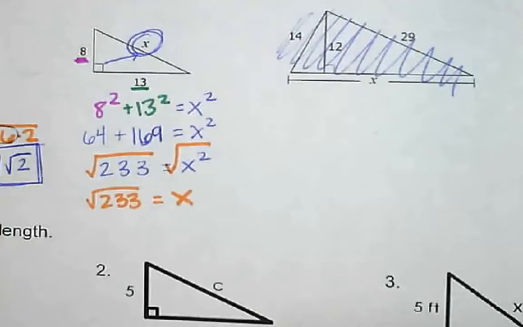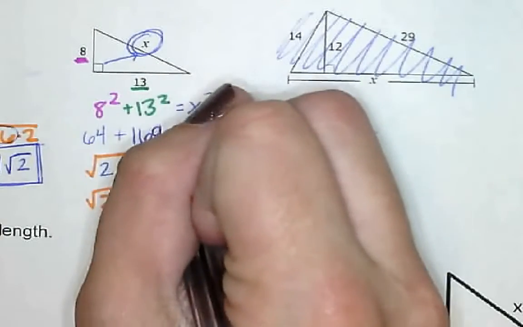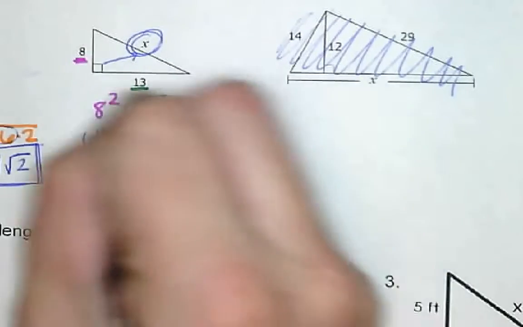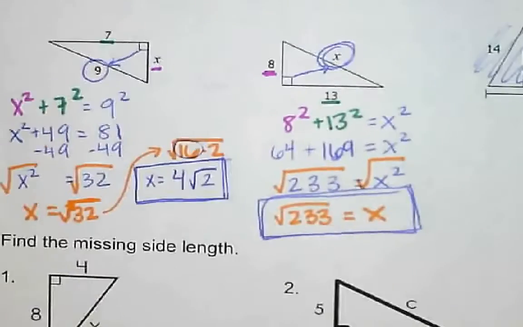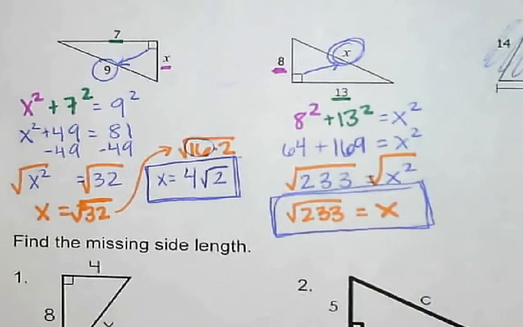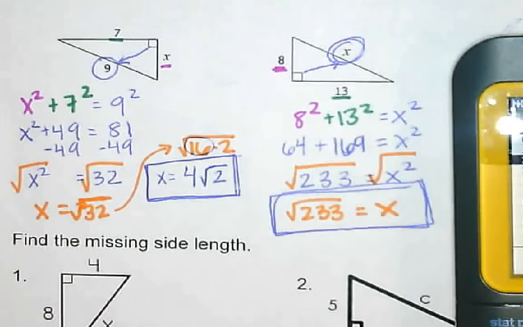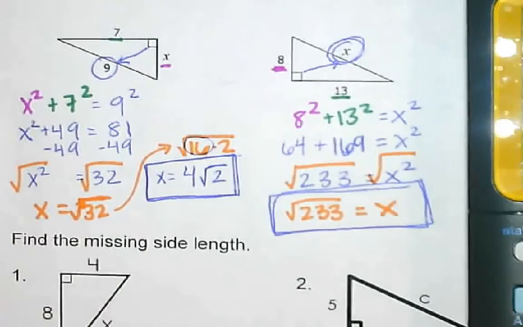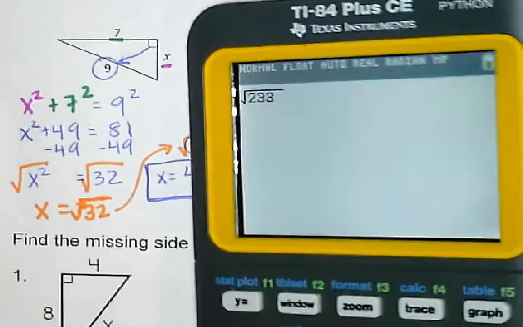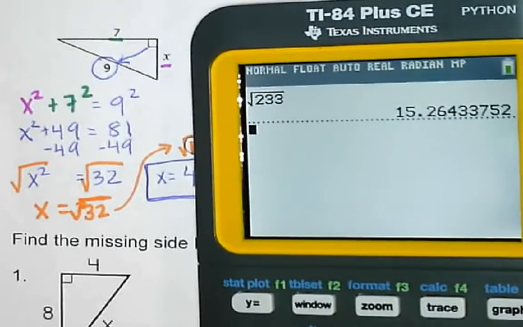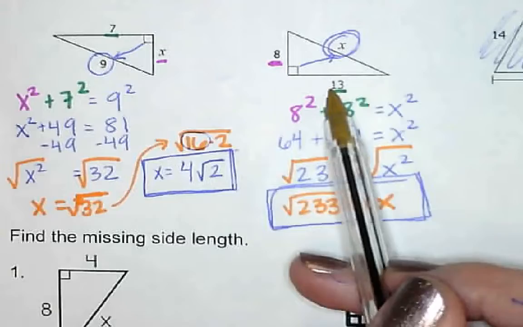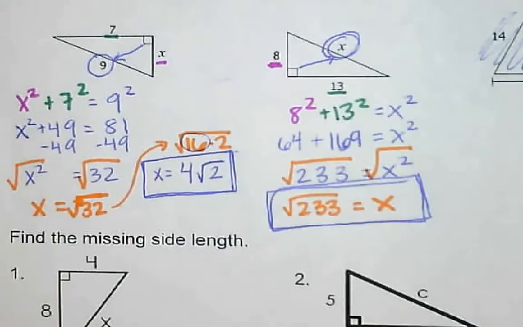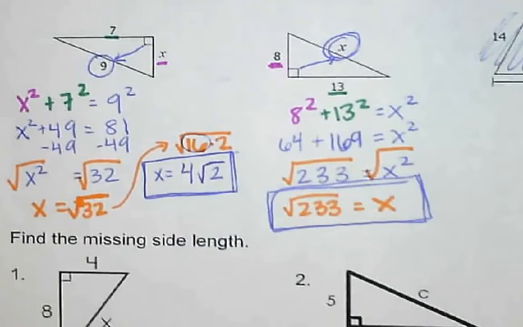Well, I mean, that is a bummer, but that also means that we're done. So that is your final answer. That's square root of 233. Are you guys comfortable with that? And guys, I would always go ahead and make sure it actually makes sense. The square root of 233 is 15.26433. Is that longer than 8 and 13? Yes, it is, because it's the longest side. Does that kind of make sense, guys, as you guys are going?